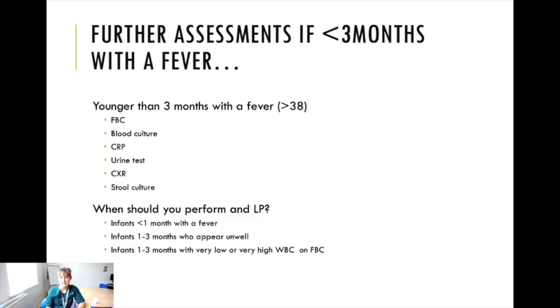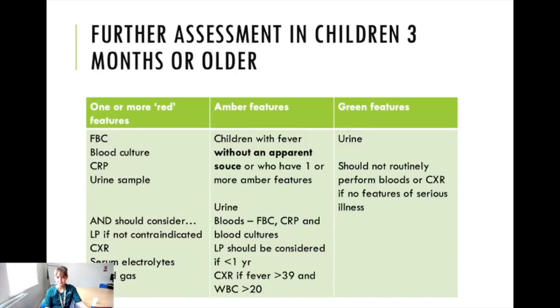Performing an LP, like I said, we've got a very low threshold, so any infant under 1 month, you're going to have an LP, really. Infants 1 to 3 months, if you've got a real clinical suspicion that they look unwell, and infants 1 to 3 months if your bloods come back with a very high or very low white blood cell count. And then for older than 3 months, again we're splitting it into red, amber and green features based on that traffic lighting as to what you would do.